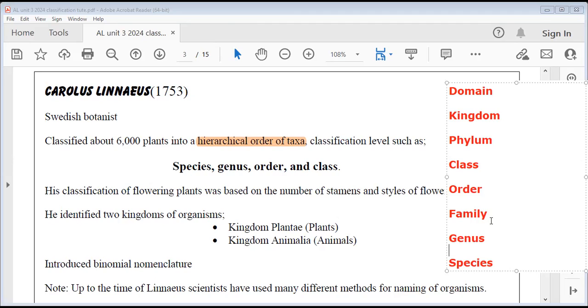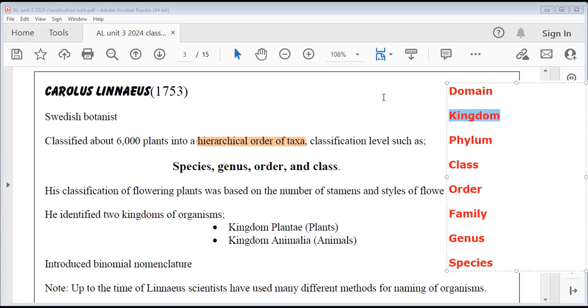At that time, family taxon was not there, phylum taxon was not there, domain was not there. And he gets the honor. He is the man who introduced the taxon called, what is it? Kingdom. Taxon kingdom was introduced by whom? Carolus Linnaeus.